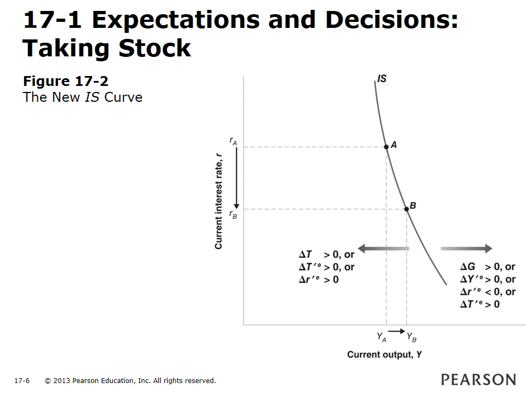Figure 17-2 shows the new IS curve, which is steeper than the curve which does not take the effect of expectations into account. Given expectations, a decrease in the real interest rate leads to a small increase in output because a change in the current interest rate has a small effect on spending and the multiplier is small. Increases in government spending or in expected future output shift the IS curve to the right. Increases in taxes, in expected future taxes, or in the expected future real interest rate shift the IS curve to the left.